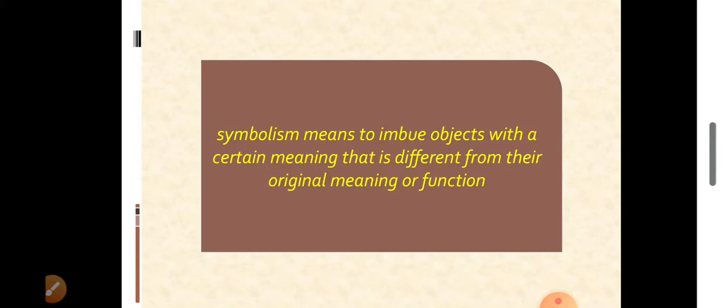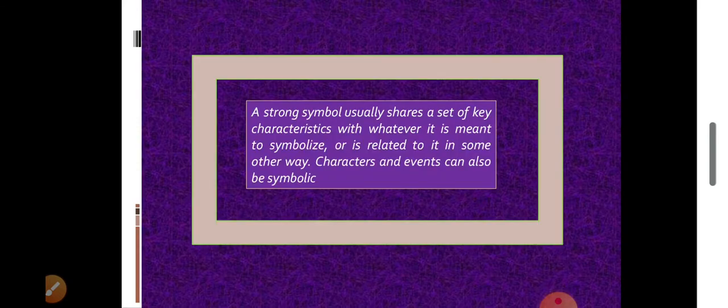Symbolism means to imbue objects with a certain meaning that is different from their original meaning or function. So when we further exemplify it, it means they are different from their real meaning or literal meaning. And when we move further, it says a strong symbol usually shares a set of key characteristics with whatever it is meant to symbolize or is related to it in some other way.